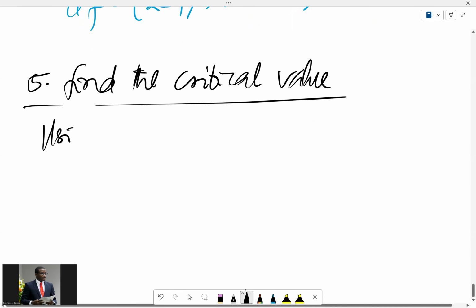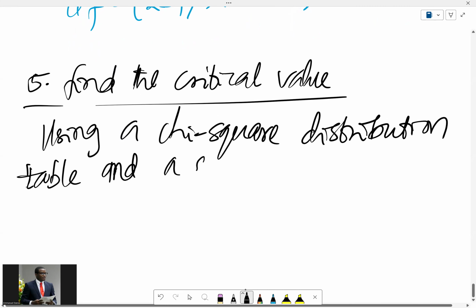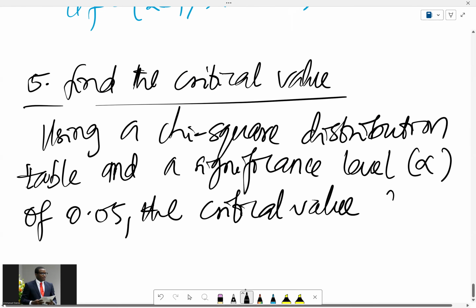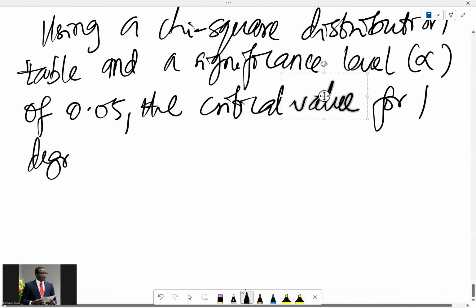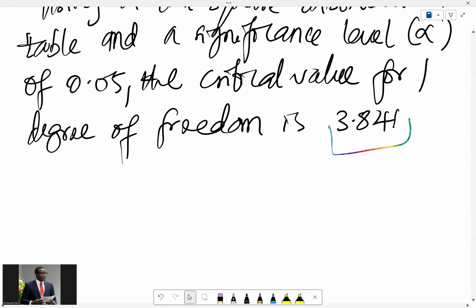So using a chi-square distribution table, and a significance level alpha of 0.05, the critical value for 1 degree of freedom is about 3.841. So this is what I can call the chi-squared critical, so to speak.